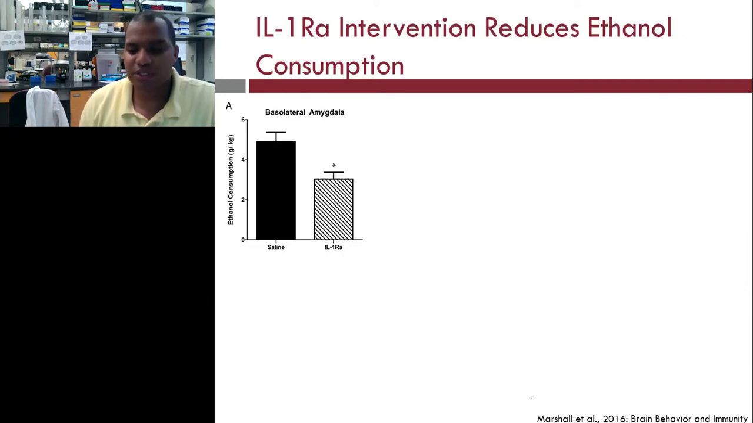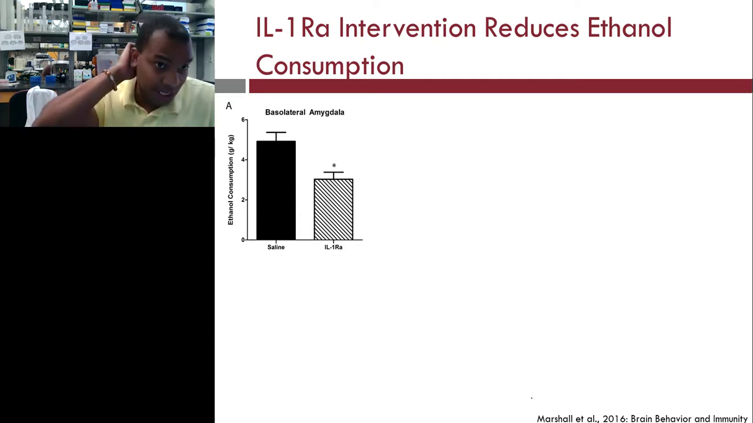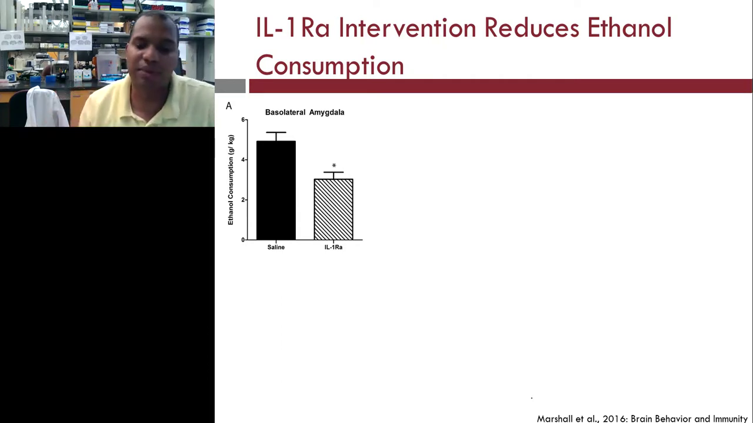Because we first saw the change in IL-1 beta, we originally started with IL-1 receptor antagonists. The IL-1 receptor antagonist directly into the basolateral amygdala actually reduced ethanol consumption. You can see in the bar on the left, that's our saline control, and on the right, those animals received IL-1 receptor antagonist directly into the basolateral amygdala.